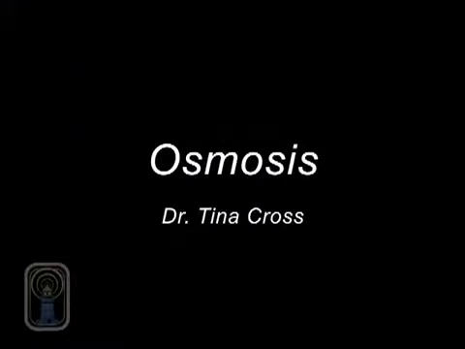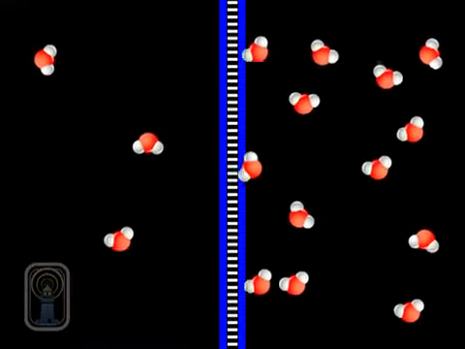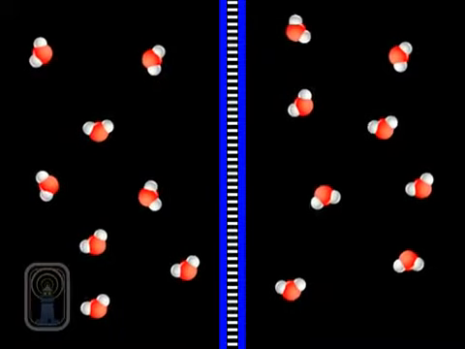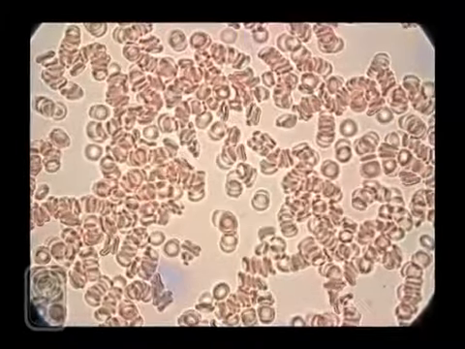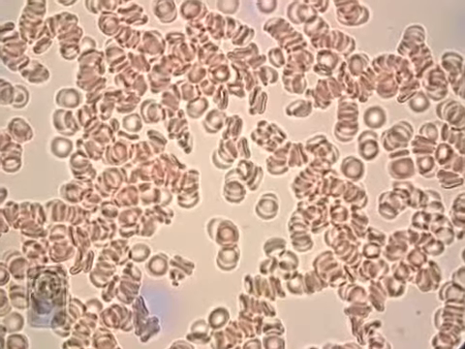Osmosis is the movement of water molecules across a semi-permeable membrane from an area of greater concentration to an area of lesser concentration. Here we have red blood cells in solution. The red blood cell has a semi-permeable membrane.